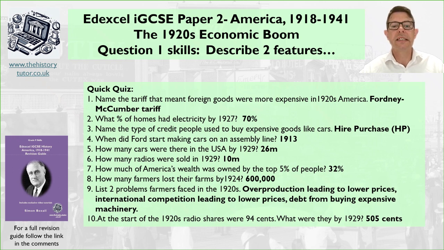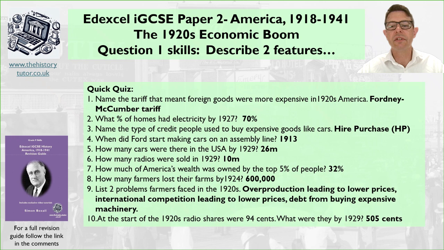It's 32%. That does suggest, of course, that lots and lots of Americans are not making money, and it's maybe not such a great boom for many people. One of those groups is farmers. How many farmers lost their farms by 1924? 600,000. And what were some of the problems? List 2 problems farmers faced. The overproduction of food led to lower prices in the post-World War I years, where everyone starts producing food, prices start to drop, and there's a decline in wealth for farmers. Those farmers had bought lots of expensive equipment, and now they couldn't pay off those loans and lost their farms and their machinery.